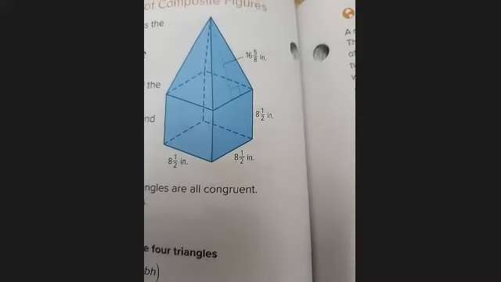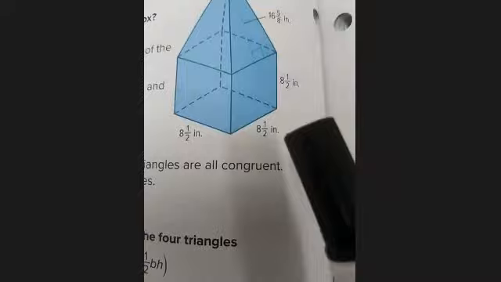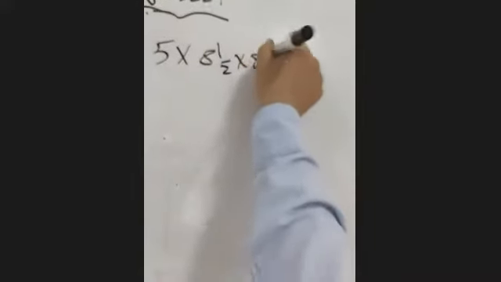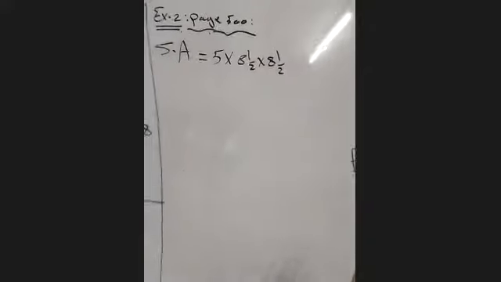Side power 2. What's the side? How much? 8 and 1 over 2. So the side length is 8 and 1 over 2. Power 2 means 8 and 1 over 2 multiplied by 8 and 1 over 2, right?